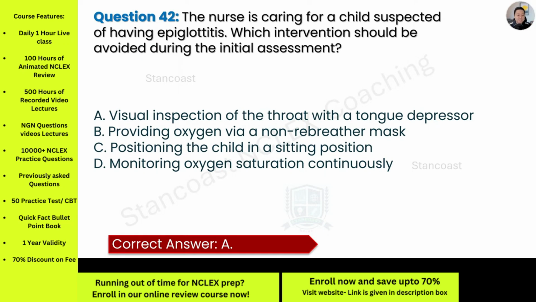Now, letter D, which is an intervention, basically monitoring oxygen saturation continuously. This is a good intervention. This is very important for us to detect hypoxia promptly. We have to detect and recognize any hypoxemia.